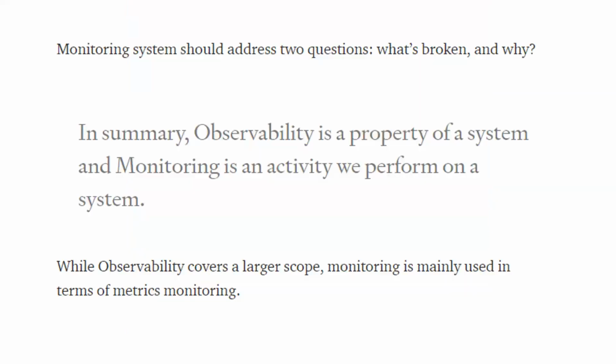So in summary, observability is a property of a system. Monitoring is an activity we perform on a system. Monitoring should address two questions. This is an important statement. A monitoring system should address two questions: what's broken and why? While observability covers a larger scope, monitoring is mainly used in terms of metrics monitoring.